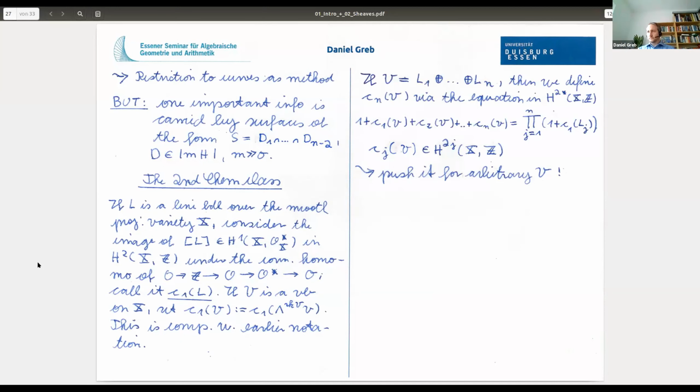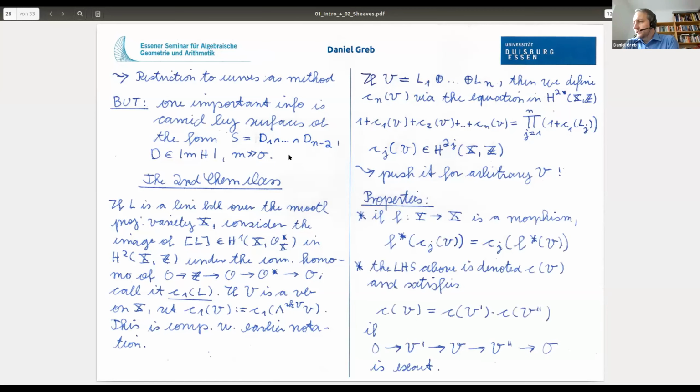I just multiply 1 plus C1 of the line bundles, and then I order this according to degree, and this gives me Chern classes Cj in H2j(X, Z). And so the so-called splitting principle tells me that this gives a definition not just for V, which are direct sums of line bundles, but for arbitrary V after doing some geometric construction.